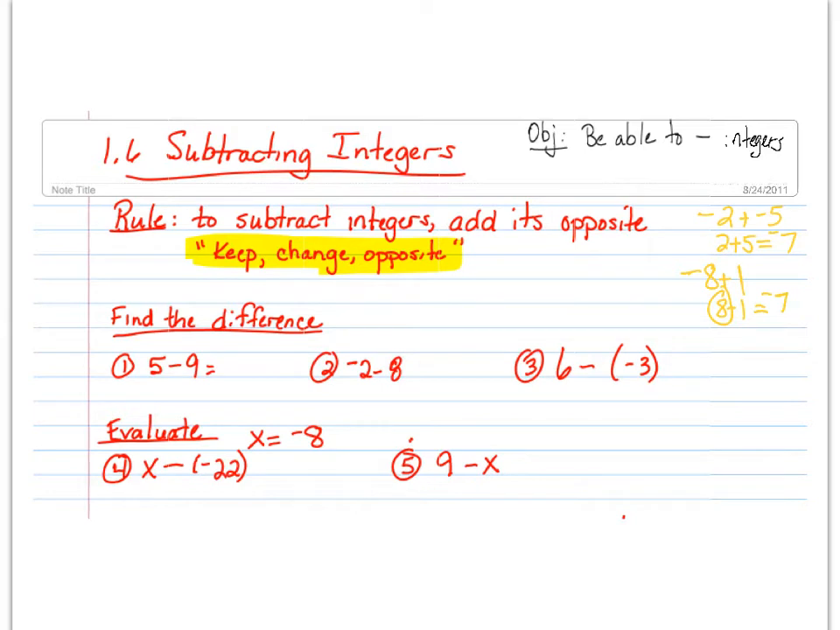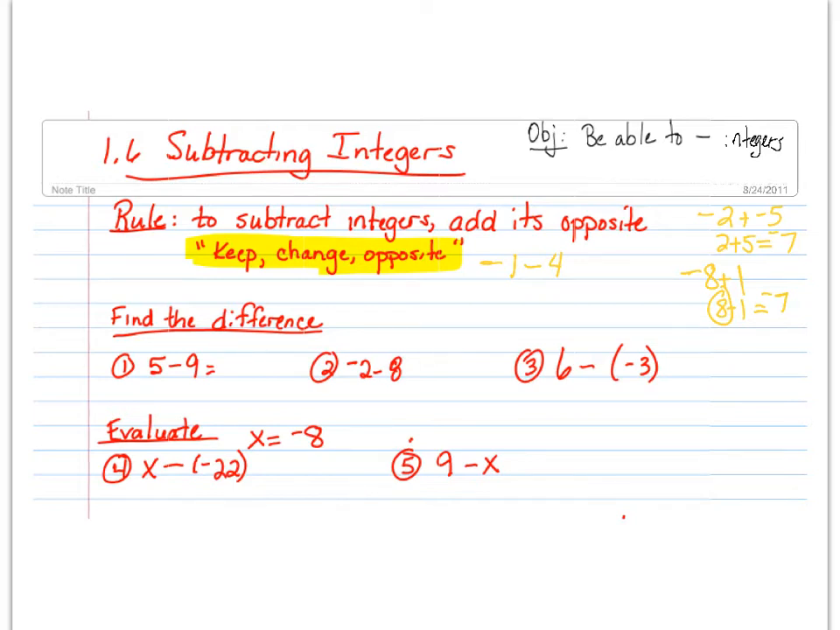Now we're going to be talking about subtraction. What happens when we have integers that are being subtracted? For example, -1 minus 4. We never, ever do subtraction. We're going to change this to adding the additive inverse. We call this keep, change, opposite. And some of you aren't going to believe me, and you're going to get the wrong answers.